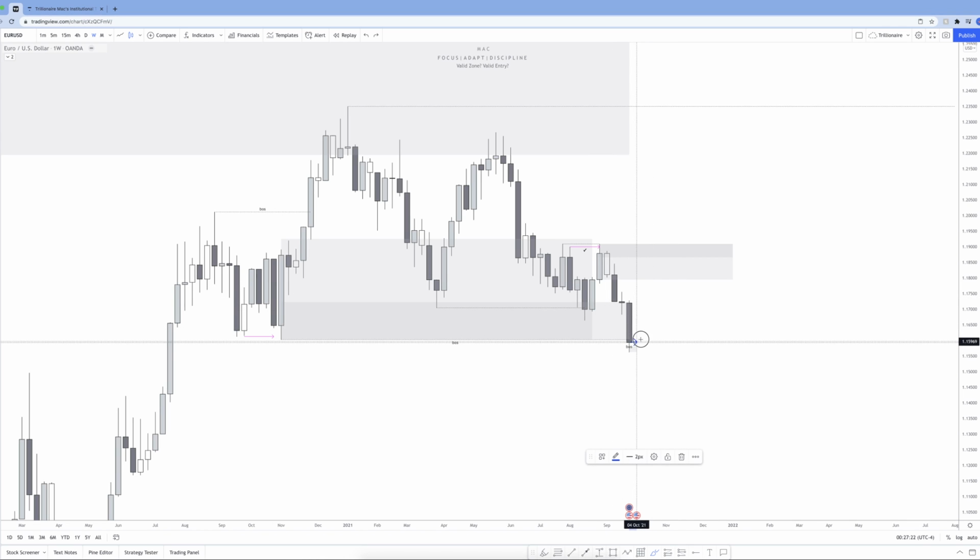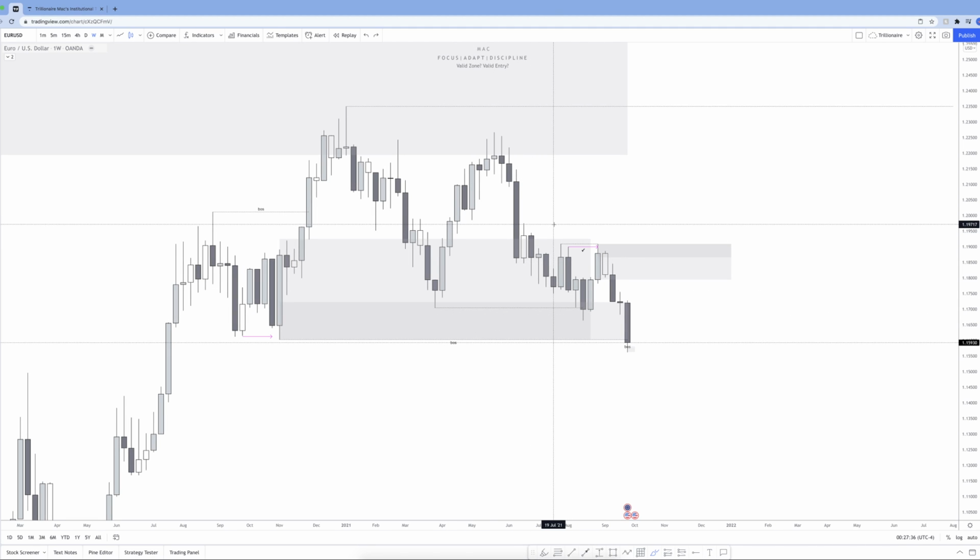Do I want to see price at least tap into this area before continuing to push to the downside? Absolutely. Do we have imbalance? Absolutely. Do we have liquidity that was grabbed? Absolutely. Do we have a break of structure? Absolutely. Do we have demand that failed? Supply is being respected? Absolutely.